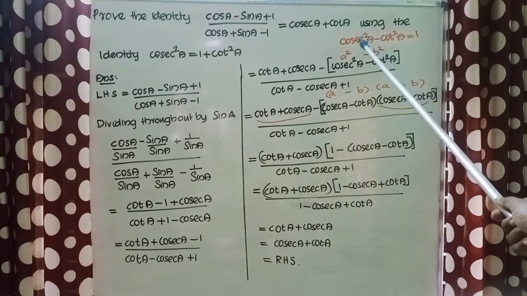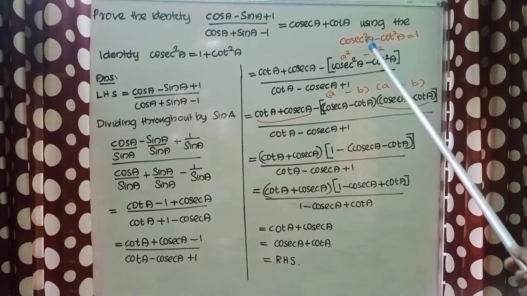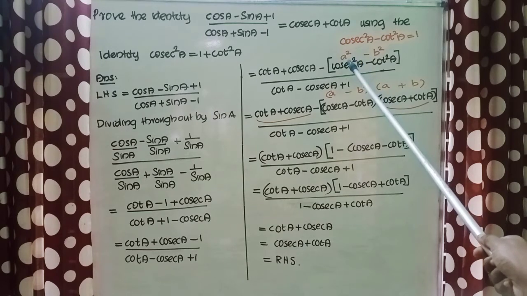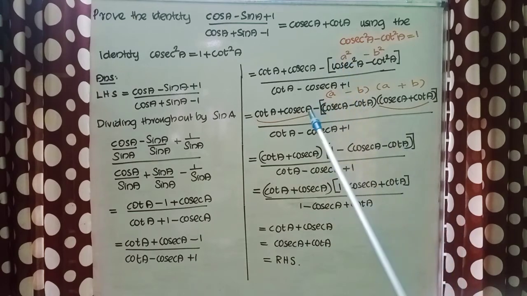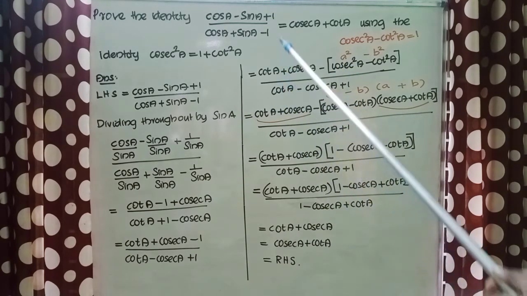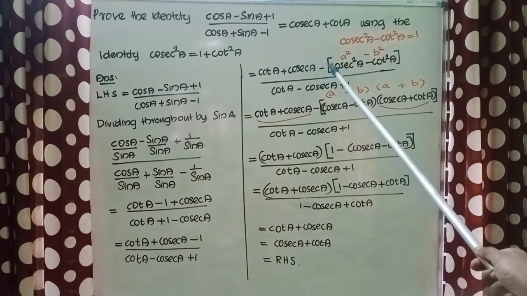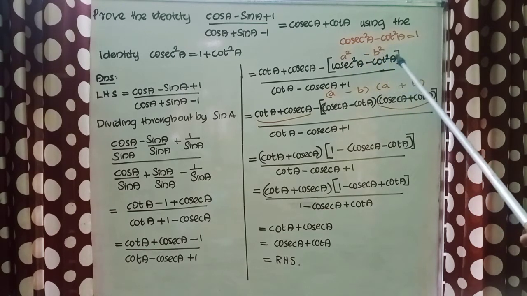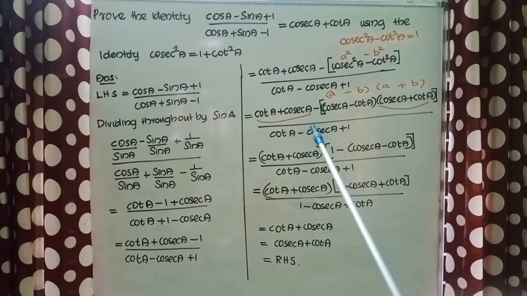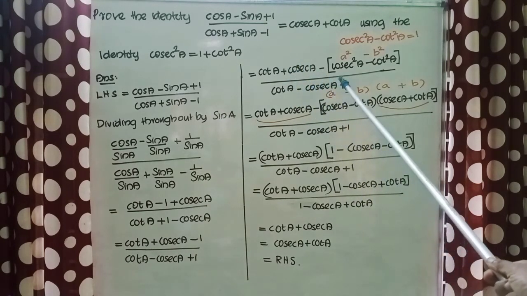by using the identity cosec square A minus cot square A equal to 1. So this 1 we are going to replace like this. We are going to write there cosec square A minus cot square A, in a bracket. So we get cot A plus cosec A minus (cosec square A minus cot square A) whole divided by the denominator, which is the same, cot A minus cosec A plus 1.